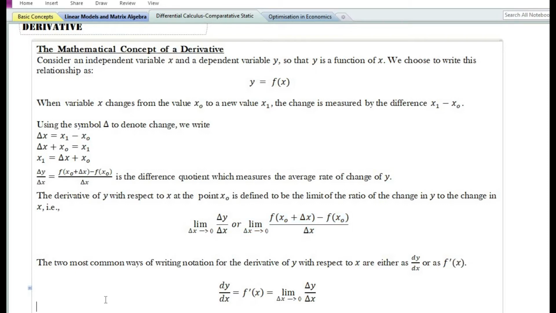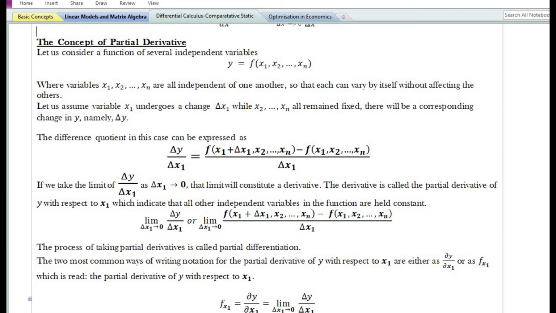We know that the two common ways of writing notation for the derivative of y with respect to x are either as dy by dx or as f prime x. Dy by dx, that is derivative of y with respect to x, or f prime x, is equal to the limit of the difference quotient delta y by delta x as delta x tends to 0. So this is the simple derivative of a function which has only one independent variable. Now let us consider a function of several independent variables.